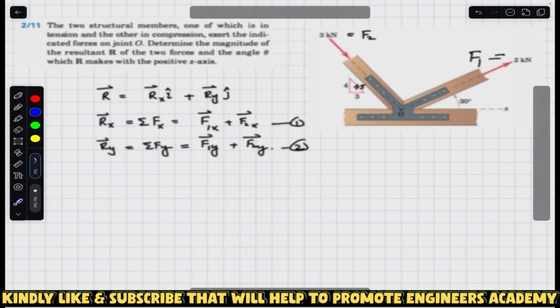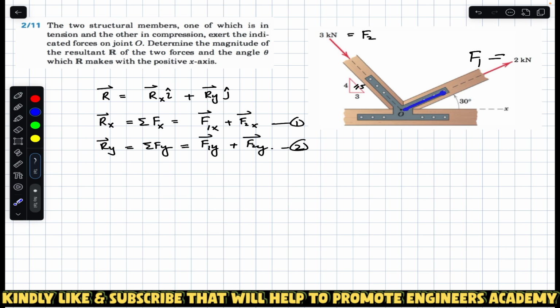As you can see, this F1 is making 30° with the positive x-axis, so it will have two components. One component will be in the positive x and another component will be in the positive y. So if this is our positive y direction, one component is in the positive x, another component is in the positive y. So this will be F1x, this will be F1y. Now as you can see, F1x is adjacent to the angle 30°, so F1x will be the cos component.